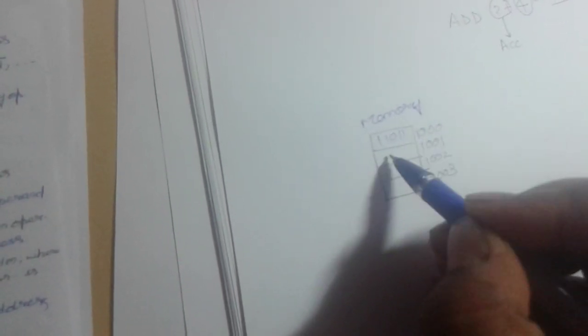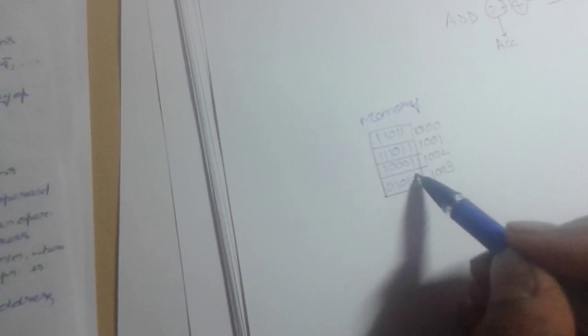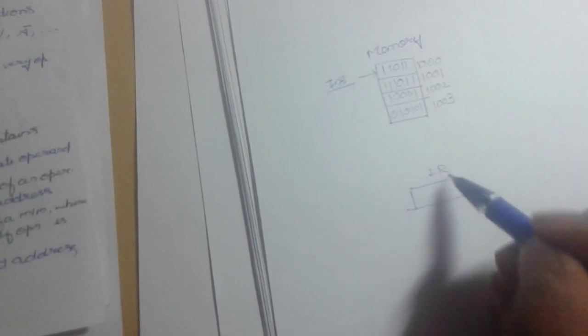Now suppose we have a memory block. This has different parts. Suppose we are talking about addresses. The addresses are 1000, 1001, 1002, 1003. This is a memory which has instructions. Instructions are stored in binary format in these memory locations. These all are instructions. So what happens first is this is our IR, the instruction register.